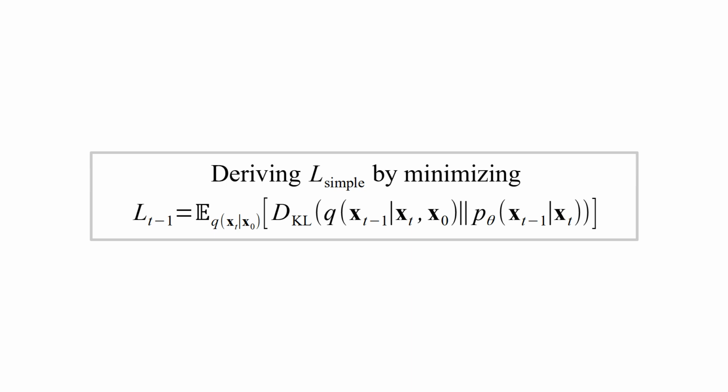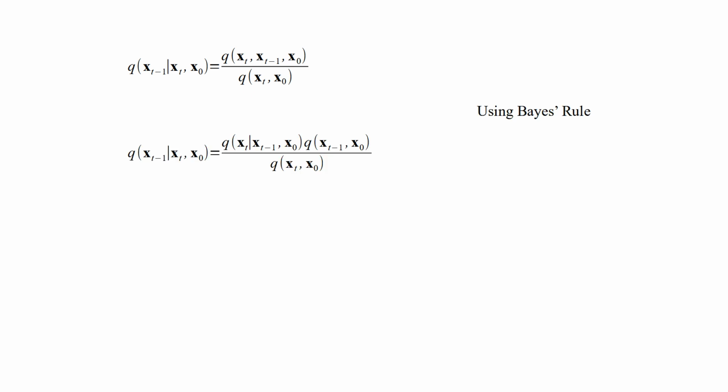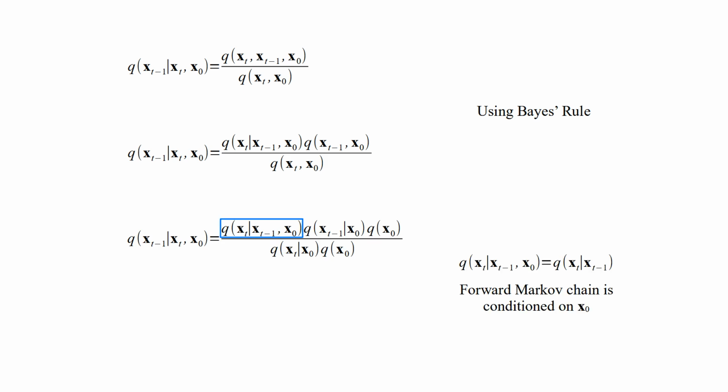Deriving simple loss by minimizing Lt-1 term. Let's begin with reverse transition conditioned on x0. Apply Bayes' rule to find the relation between forward and backward transitions. Forward Markov chain is already conditioned on x0.